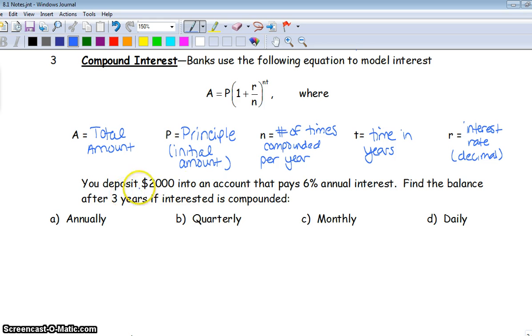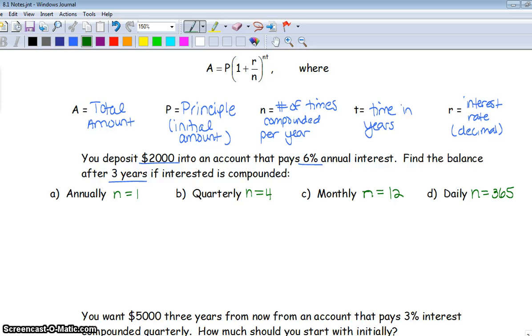Okay, so you deposit $2,000 into an account that pays 6% annual interest. Find the balance after 3 years given different compounds. So if I do it annually, I'm only doing it once a year. If I go quarterly, I go 4 times a year. Quarterly means 4. If I go monthly, my N is 12, since there's 12 months in a year. If I go daily, my N is 365. So that's talking about how many times a year it's compounded.